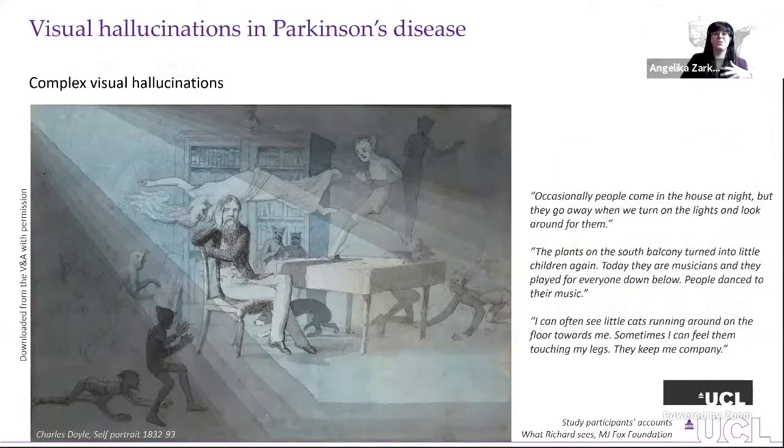Hallucinations in Parkinson's can also be very complex and detailed and vivid and lifelike scenes. And I really like this painting from Charles Doyle, who was Sir Arthur Conan Doyle's father and spent his final years in an asylum for the mentally insane in Scotland. And we don't know whether he had Parkinson's or not, but I think it's a really good visual representation of the complex hallucinations that people with Parkinson's described. And I have put some quotes here from people about their experiences. But you can see them clearly illustrated in the figure.